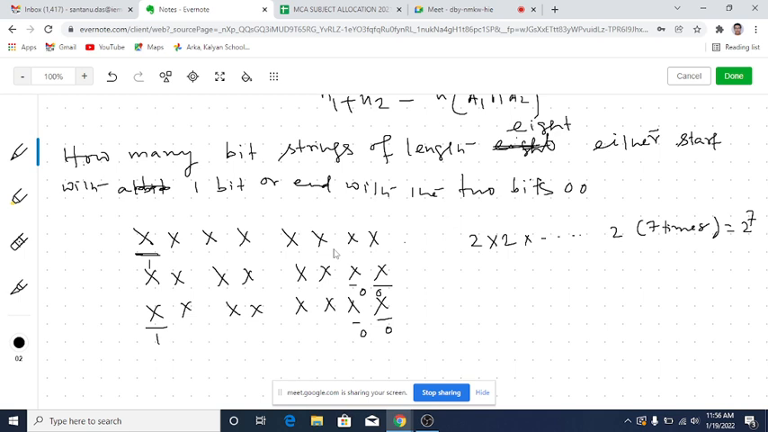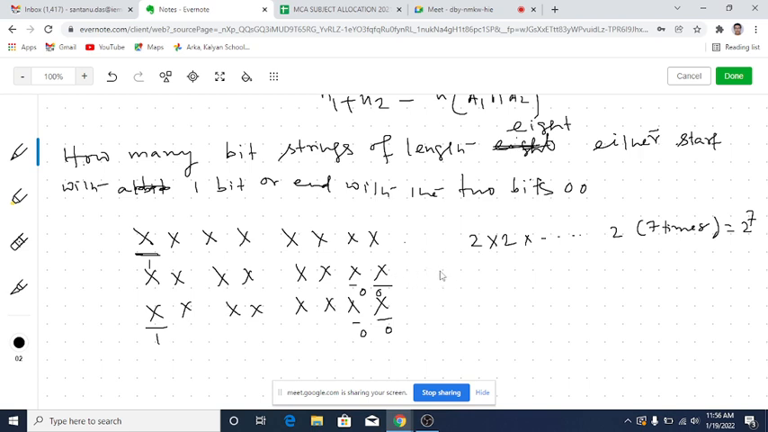So here there are two possibilities, for that two possibilities, for that two possibilities. In total there are 7 places, so the total possibilities are 2 to the power 7. Is that clear? Yes, sir.